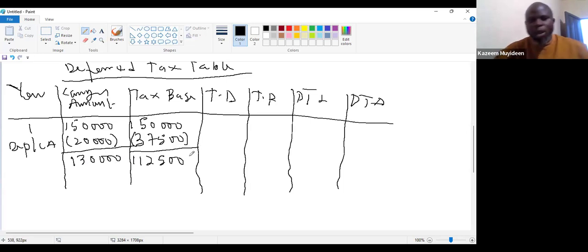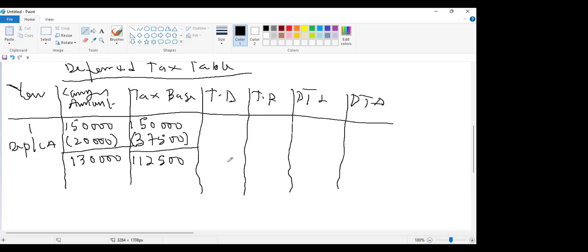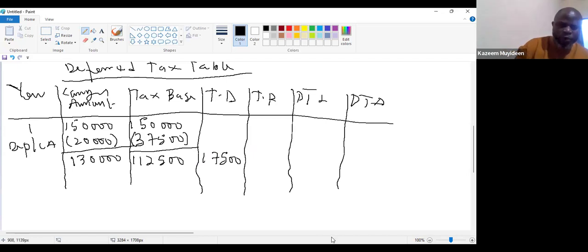Yes, we are no longer on the same page. It has created a difference. What is the difference now? 130,000 minus 112,500. What is the difference now? 17,500. Let's go and look at the tax rate supplied in the question.